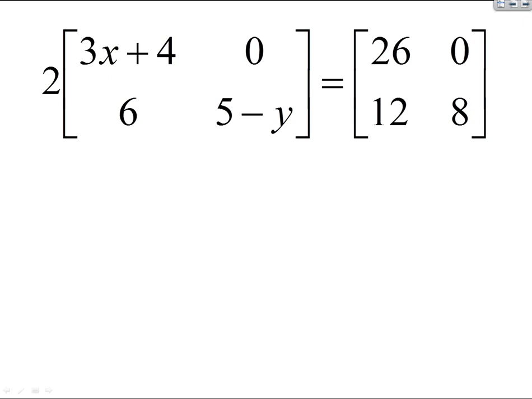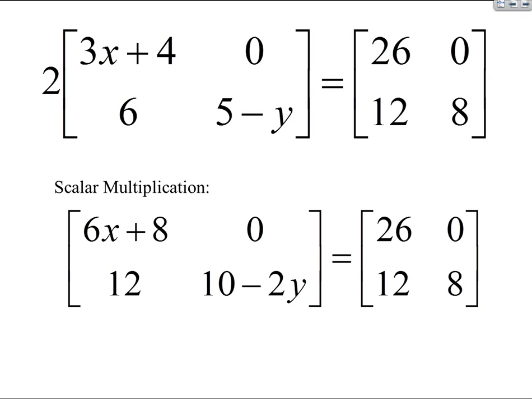Okay, I'll do the scalar multiplication. I'll distribute the 2 all the way through and get that. And now what? Notice that the 0 is equal to the 0, the 12, and the 12. Those have to be the same if the matrices are equal. How could I solve for x? What do you think? Just do 6x plus 8 equals 26.